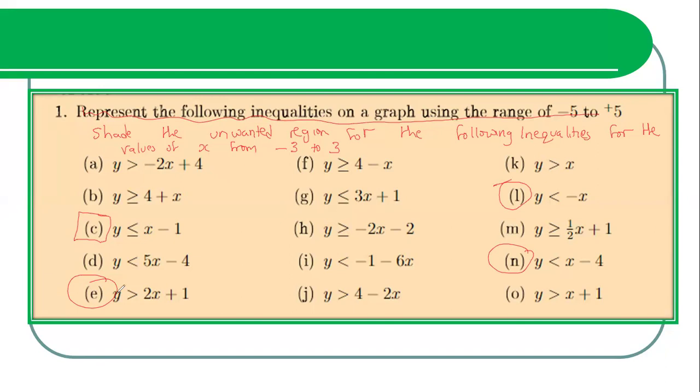Excuse me, teacher. The equation is not clear. The number E is not clear. Number E is y greater than 2x plus 1. Have you got it? Have you seen? Yes, teacher. Thank you. Okay.